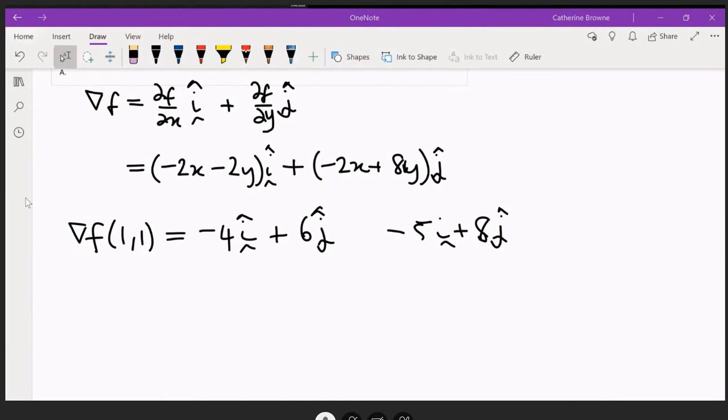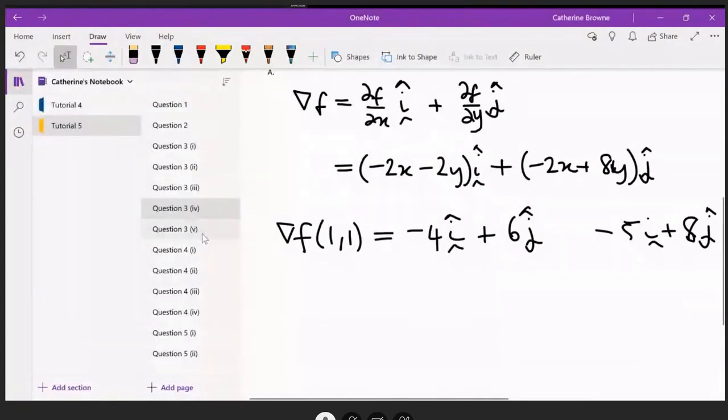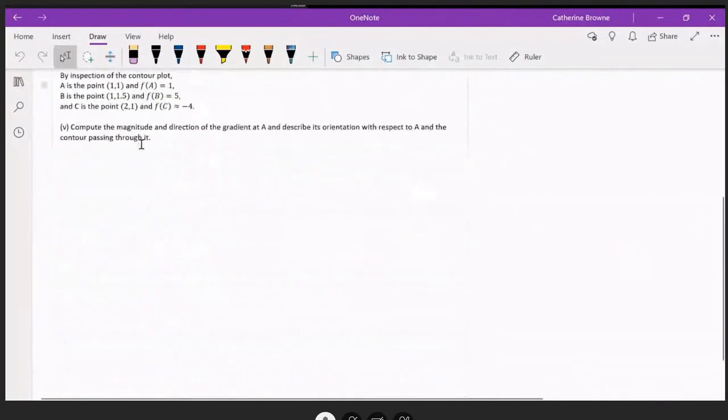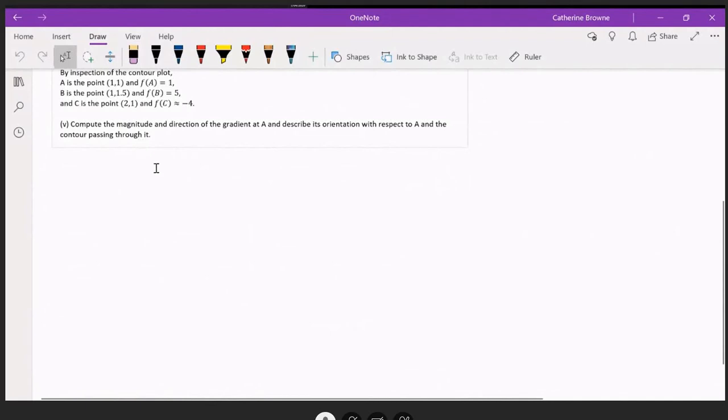Okay, so that's part 4. We'll go on to part 5. For this, we want to compute the magnitude and direction of the gradient at A, and describe its orientation with respect to A and the contour passing through it. So perhaps that's what I've just done a bit.